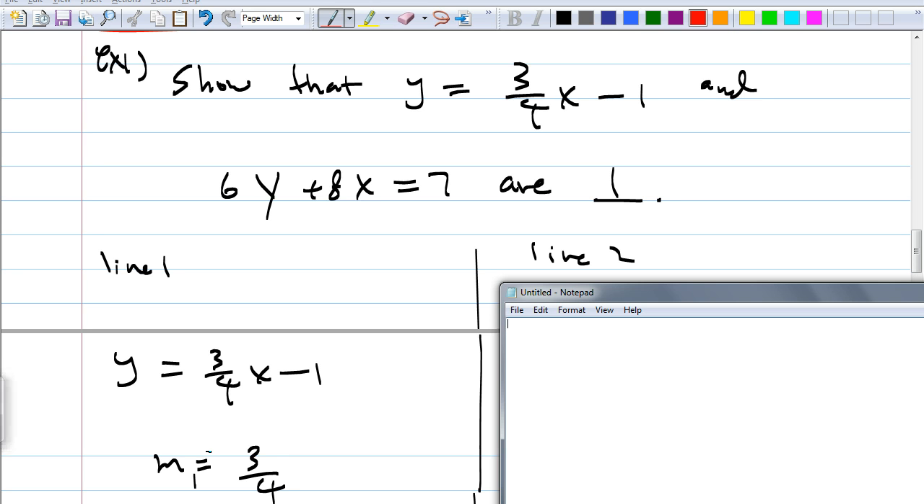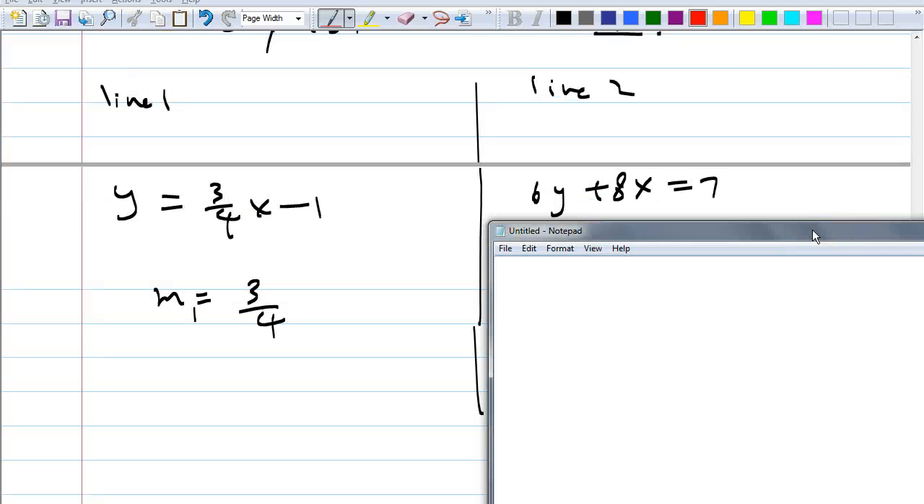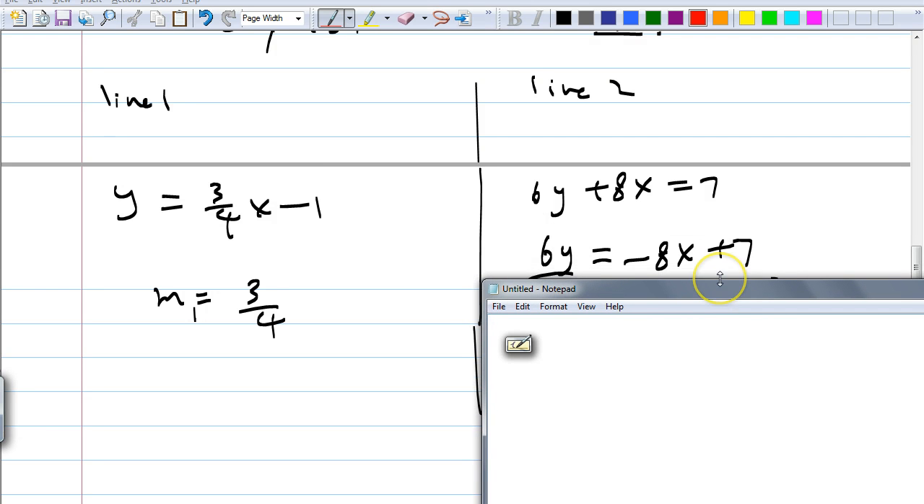What about the second line then? What is the slope of the second line? Go ahead, everybody, and find it. Okay, I'll wait. All right, so what do we do here to get the y by itself? We're making it into slope-intercept form. How about Bella? What do I do? Subtract 8x from both sides. You're right. And then divide both sides by 6.